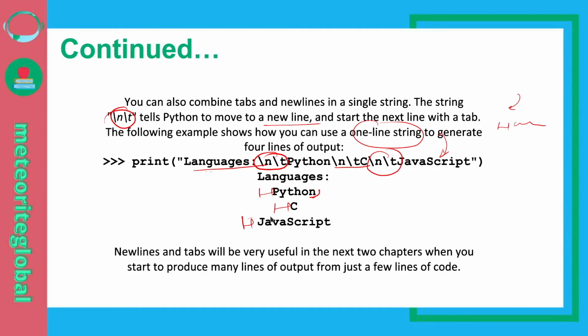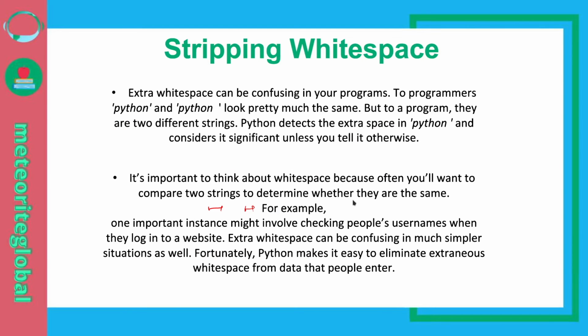A friendly reminder, please note down whatever I've taught, because these will be very useful in the following chapters that you're going to learn. When we name something like Python, we read Python, and then we add a white space, and then the other string may be Python without white space.